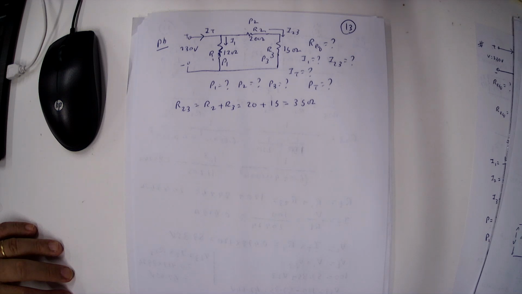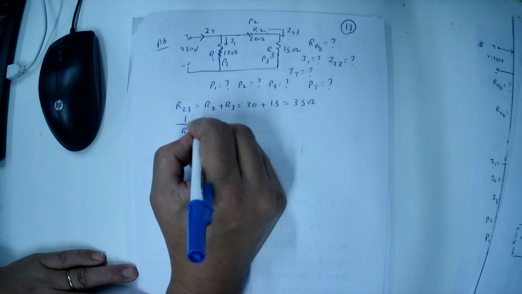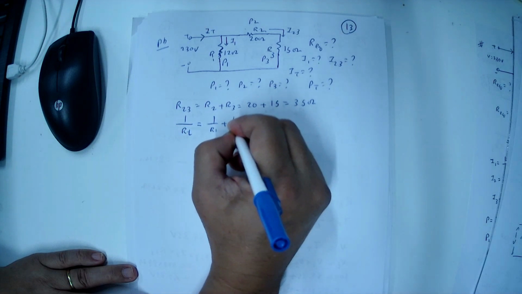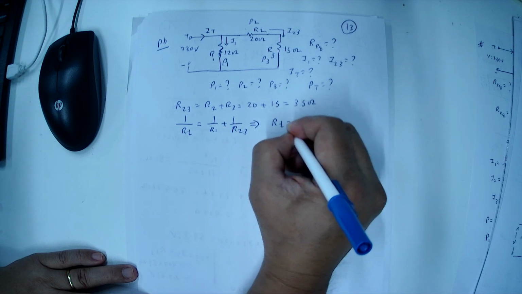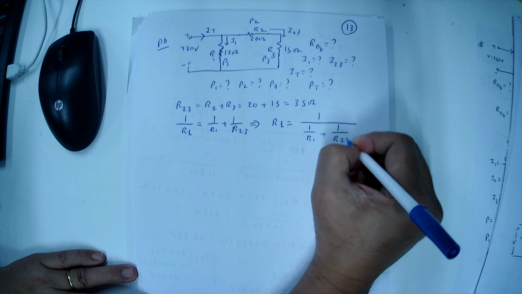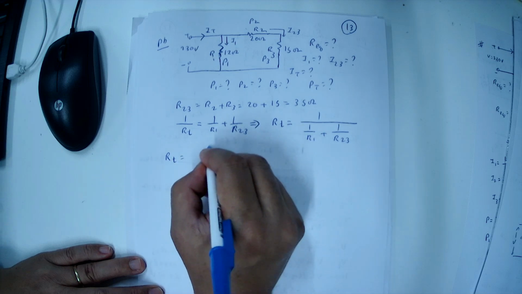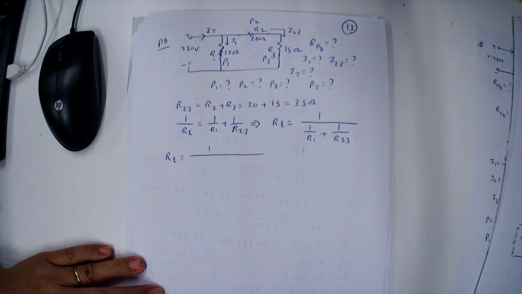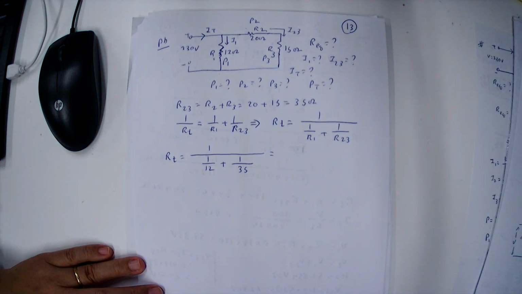This R23 series combination is connected in parallel with R1. Therefore, we can write the equation 1 by RT equal to 1 by R1 plus 1 by R23. So RT is equal to 1 divided by (1 by R1 plus 1 by R23). So this is the way we calculate it. 1 by R1 is 1 by 12, and 1 by R23 is 1 by 35.